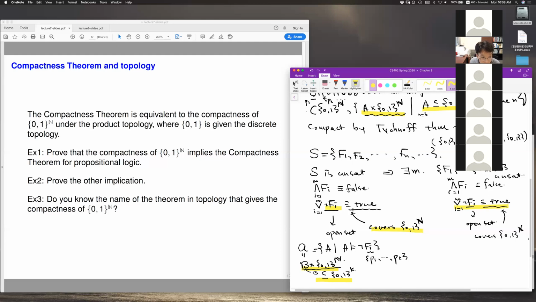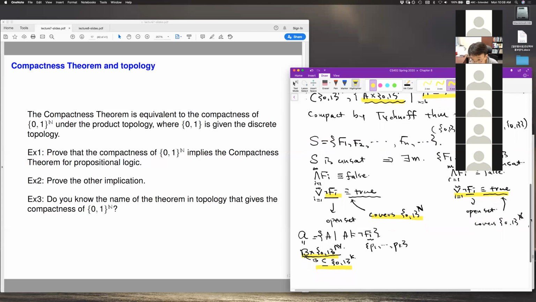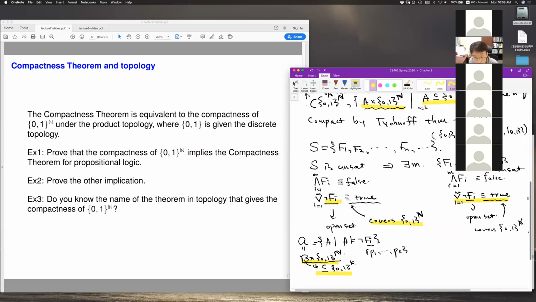Okay, so I think if I go further, some of you may find it intolerable. So I hope at least it gives some idea about how things going on in logic are related to what's going on in topology. And you can actually show the other direction as well. From the compactness theorem for propositional logic, you can also prove the compactness of this particular space, {0,1} to the power of n. Okay, so that's here.